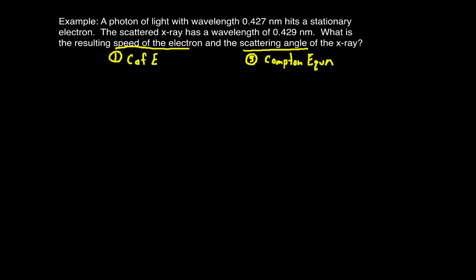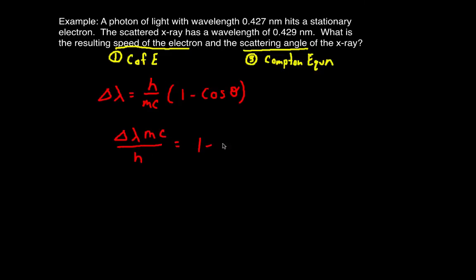Next, we're going to use the Compton equation to determine the scattering angle of the X-ray after the collision. The Compton equation says the change in wavelength equals h over mc, 1 minus cos theta. We can rearrange this for theta. First, we'll move mc and h. Delta lambda times mc divided by h equals 1 minus cos theta. Next, we isolate the cos theta.